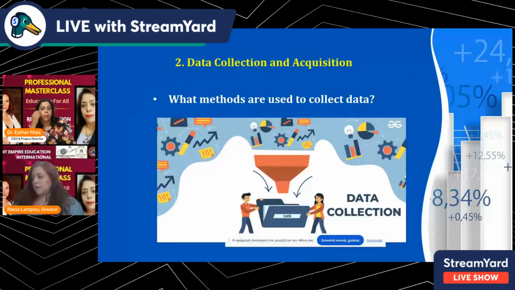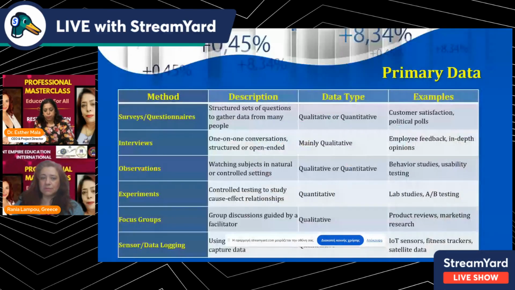So, data collection now. Data can be collected using various methods depending on the type of data, qualitative or quantitative, the research goal, and the context. These methods fall into primary and secondary categories, as I mentioned before. So we have the surveys, which is a structured set of questions. That could be qualitative or quantitative. Examples could be political polls. Interviews, one-on-one conversation, which is mainly qualitative. Examples, employee feedback or in-depth opinions.